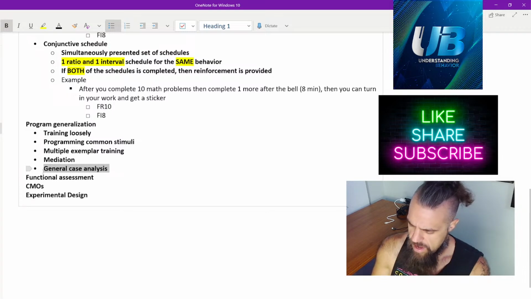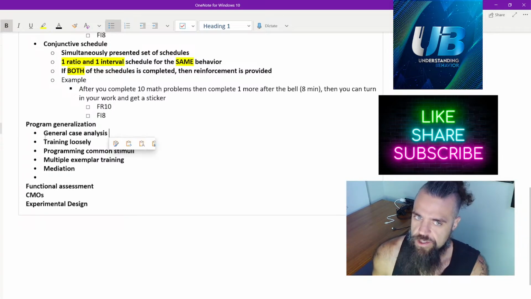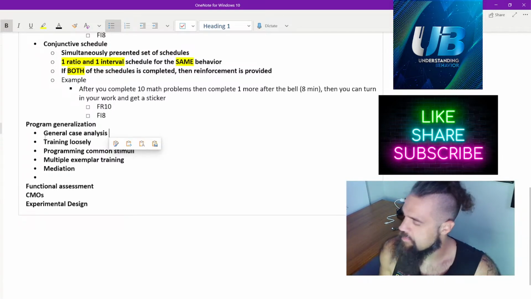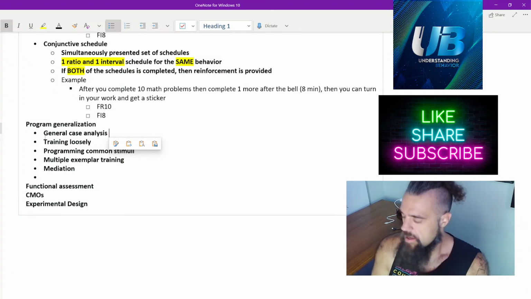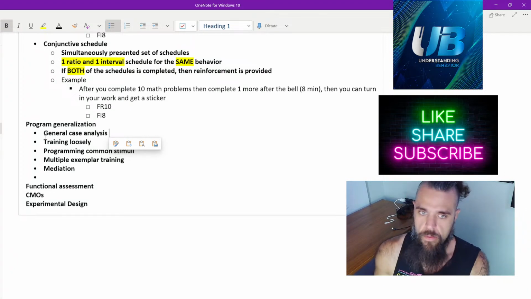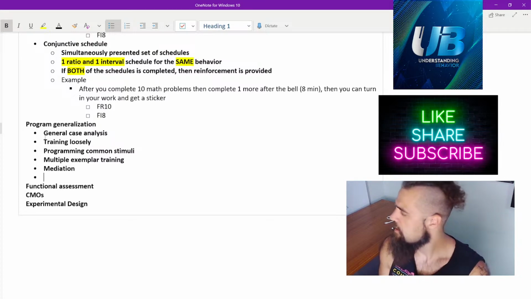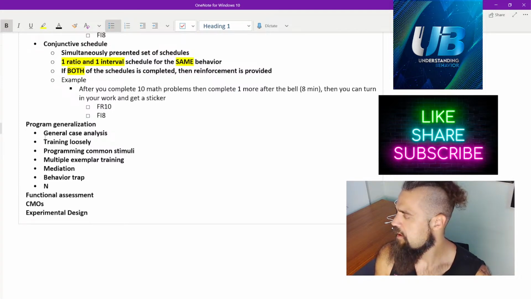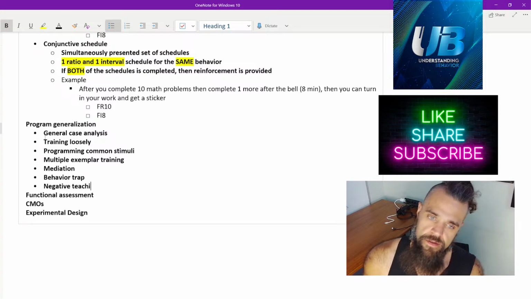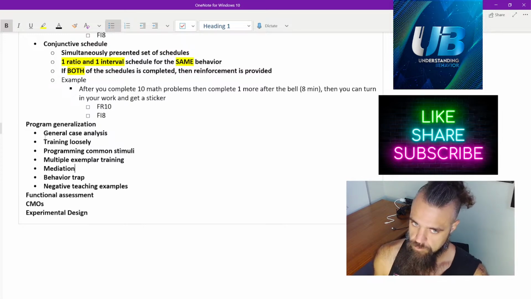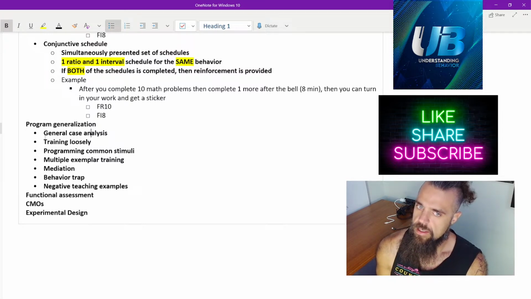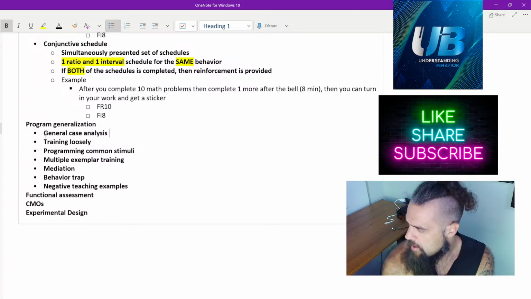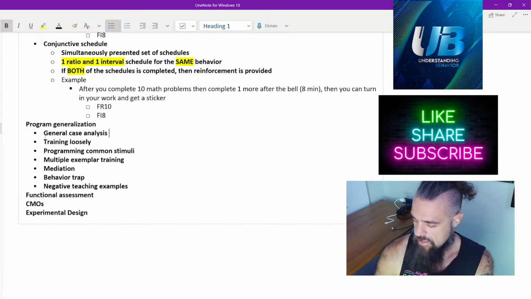Cool. Well, let's go ahead and review these. I'm actually going to start with the general case analysis because I think it makes the most sense. Yeah, behavior trap as well. Yeah, a couple more things we'll add here. So behavior trap and negative teaching examples. Cool. Let's start with our general case analysis.